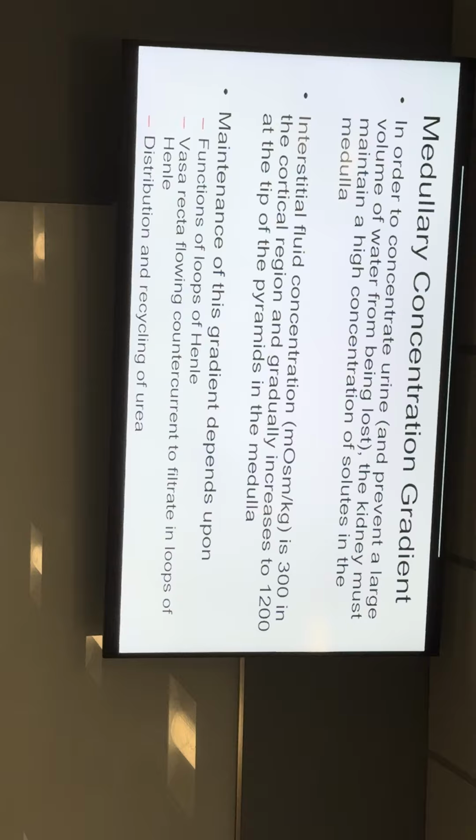And the way we're able to do that is the top of the pyramid, which is right next to the cortex, is about 300 milliosmoles per kilogram. And that is as salty as the rest of your cells in your body, as the rest of your tissues. And then down at the apex, which is at the bottom, where you exit through your renal papilla, it's 4 times as salty, up to 1,200 milliosmoles per kilogram.